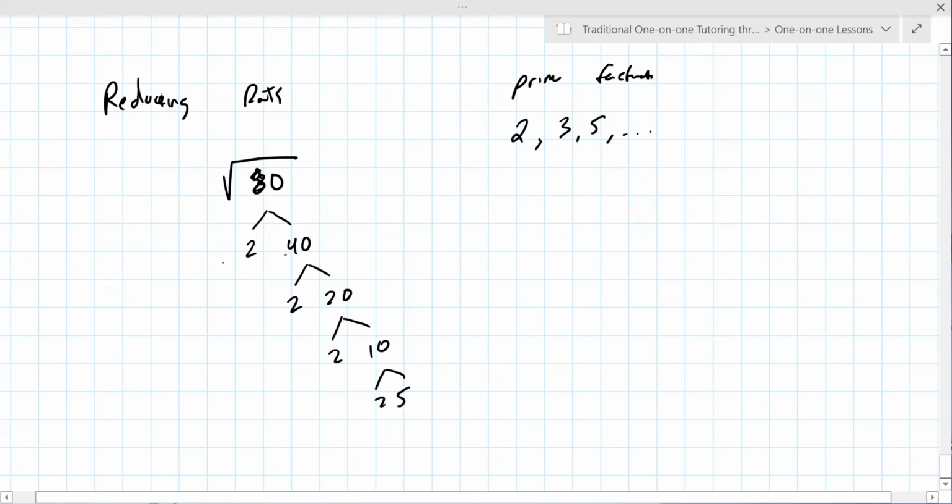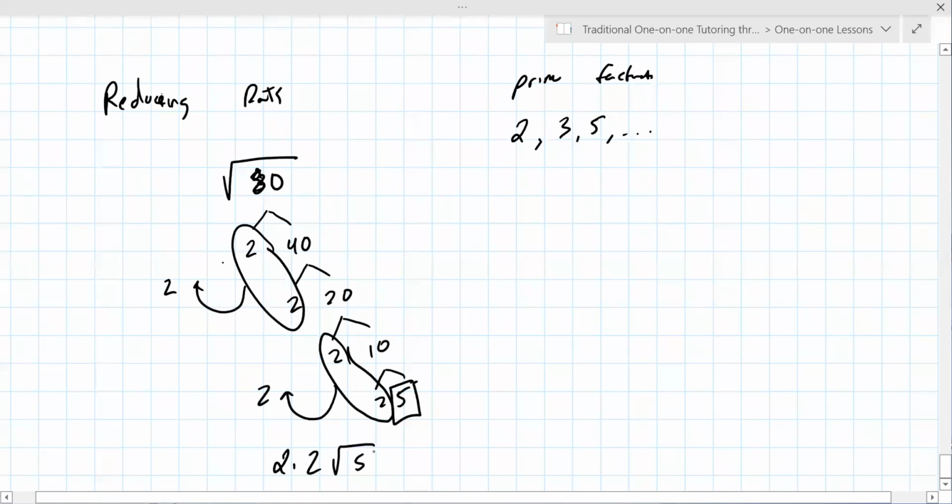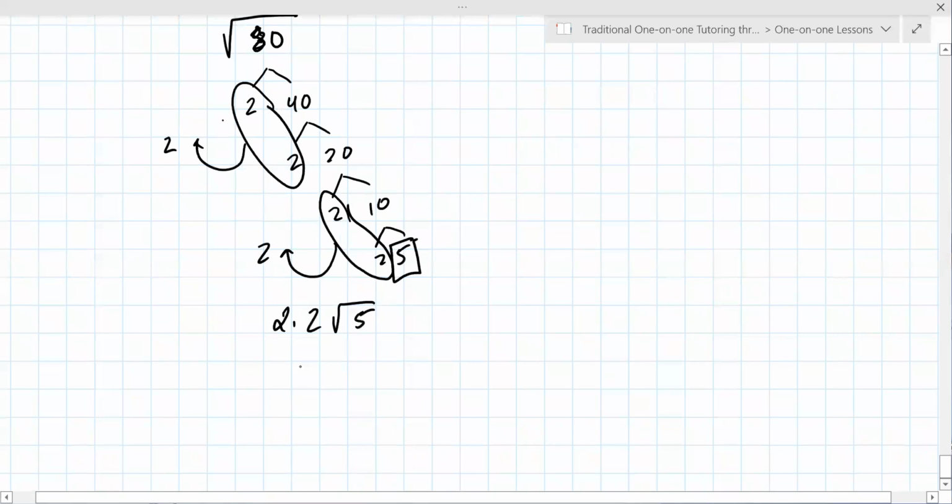For each pair, you bring a number out. So you bring a 2 out and a 2 out, and whatever's left over stays on the inside. So you get 2 times 2 square root of 5, which is 4 root 5.